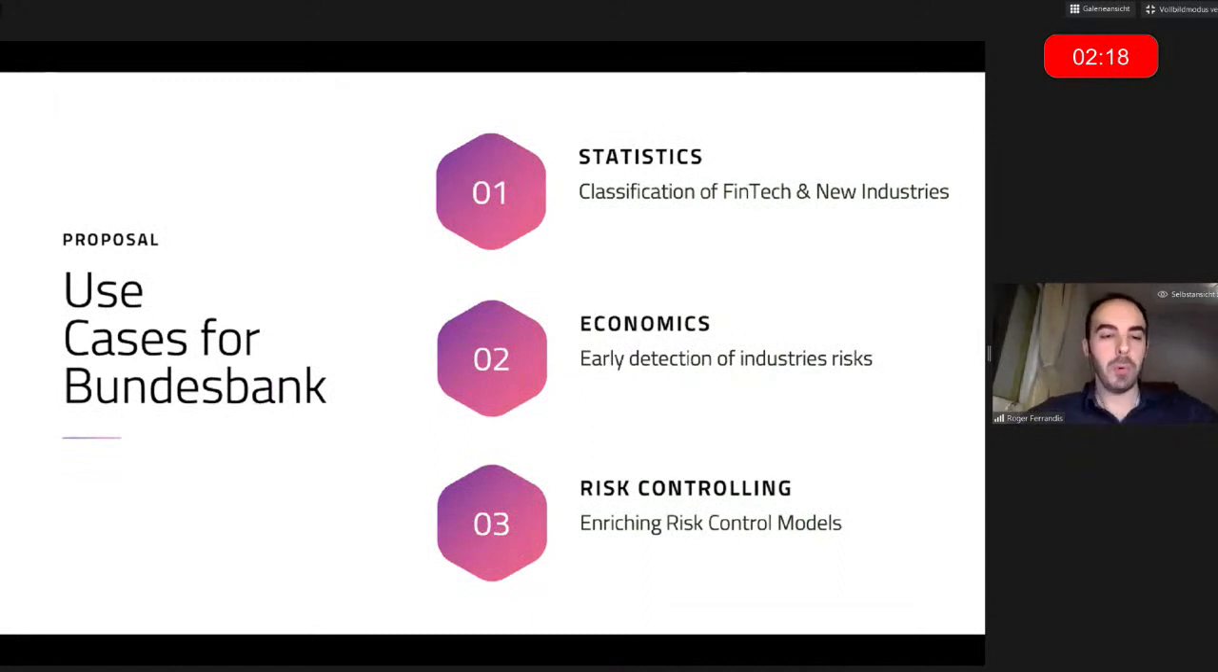So what are we proposing to the Bundesbank? We propose three business cases applying to statistics, economics, and risk controlling.